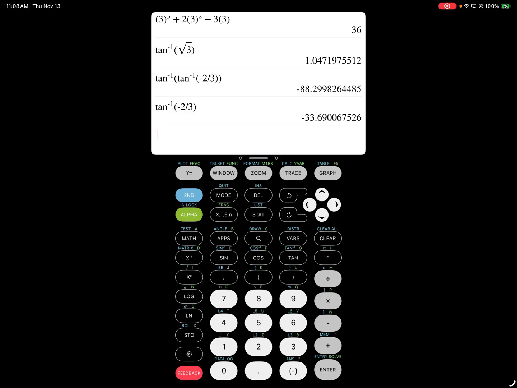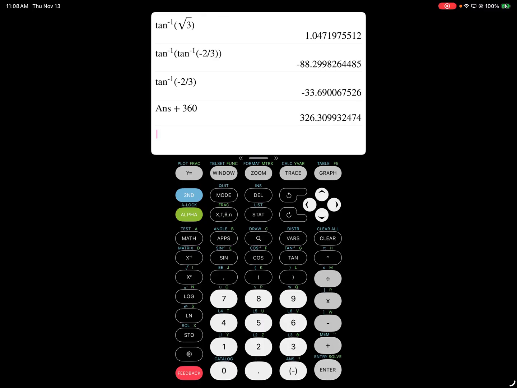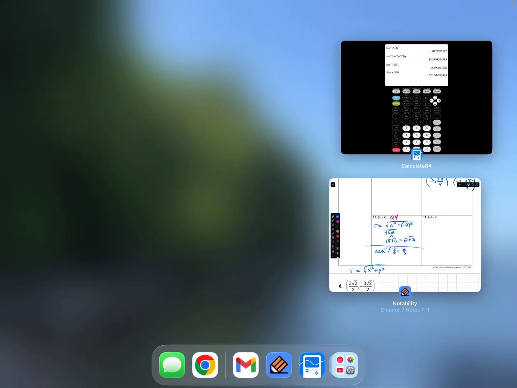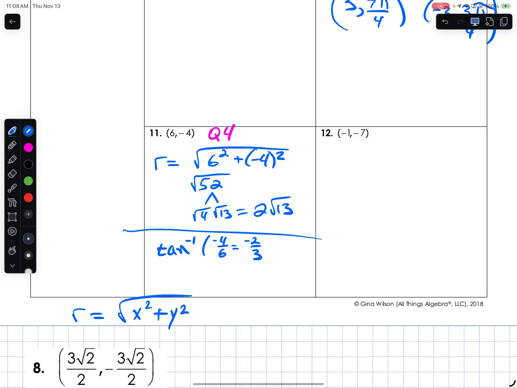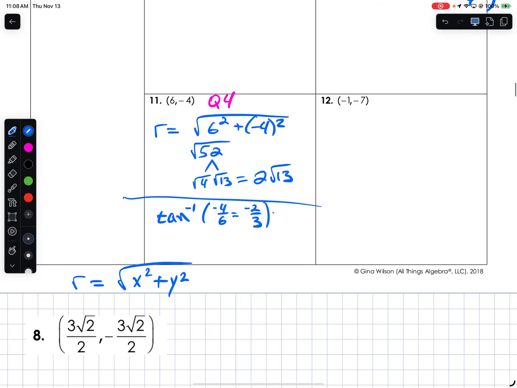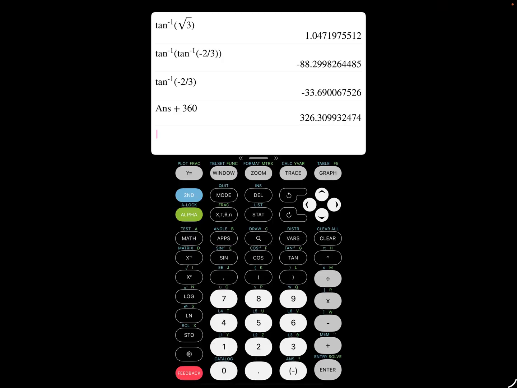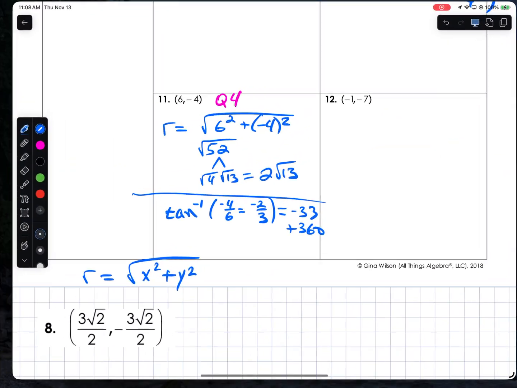So is that on the unit circle? So now what do I have to do? Do I add 180 or do I add 360? Because I want my angle measure to be where negative 33 is. So you got to add the 360 to go all the way back around to get the positive. So I just go plus 360 right there, and I get 326.3. So that equals negative 33 plus 360, 326.3.